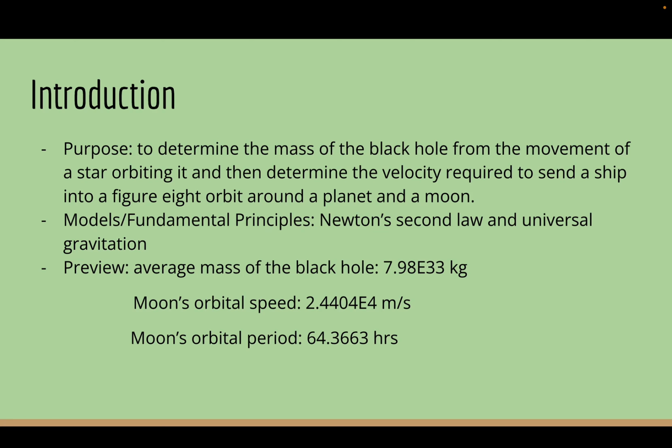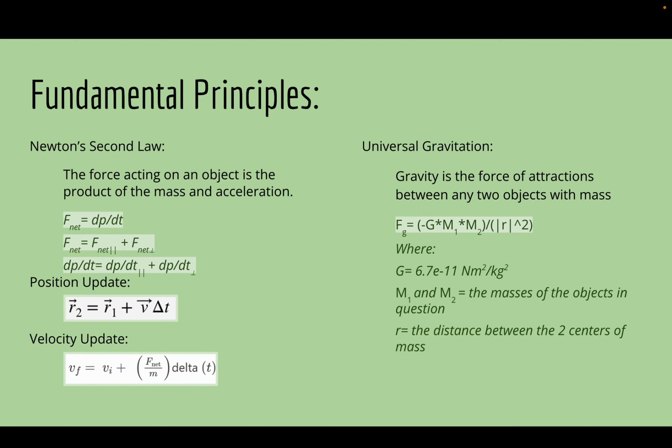And just for a preview, the average mass of the black hole was found to be 7.98 times 10 to the 33 kilograms. The moon's orbital speed was 2.4404 times 10 to the 4 meters per second, and the moon's orbital period was 64.3663 hours. So, the fundamental principles used.